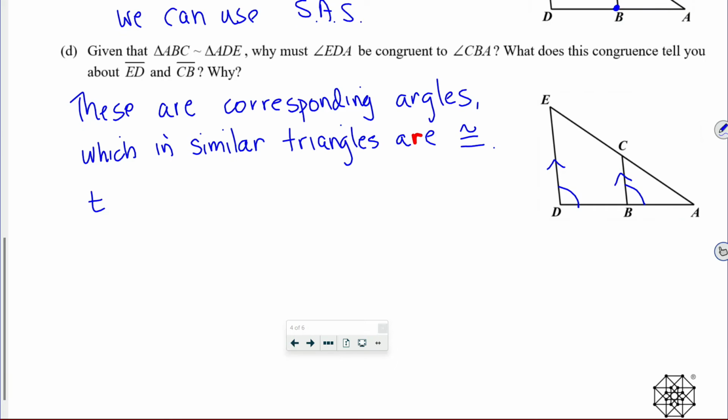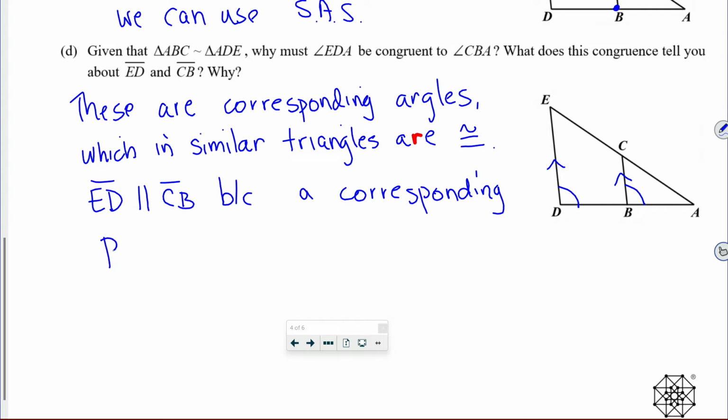So ED is parallel to CB because, right, a corresponding pair of angles is congruent.